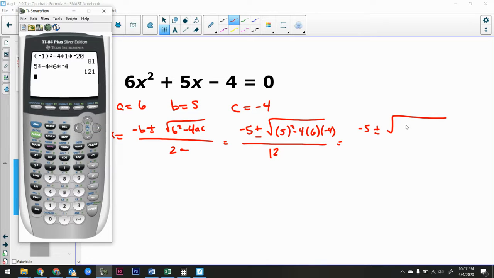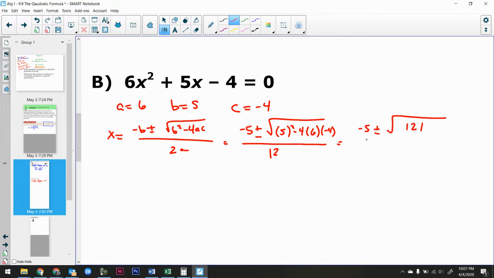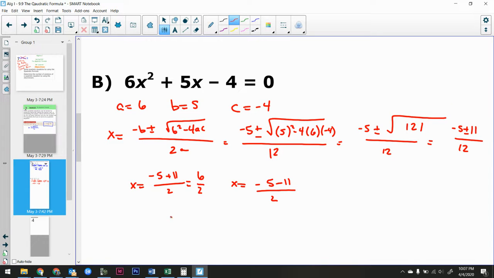121, all divided by 12. So that turns into -5 plus or minus 11. Square root of 121 is 11 over 12. So x equals -5 plus 11 over 2, and x equals -5 minus 11 over 2. So this turns into negative 5 plus 11. That's 6 over 2. So x equals 3.